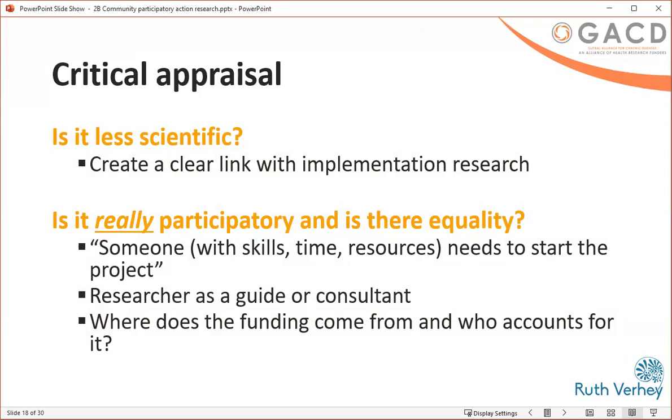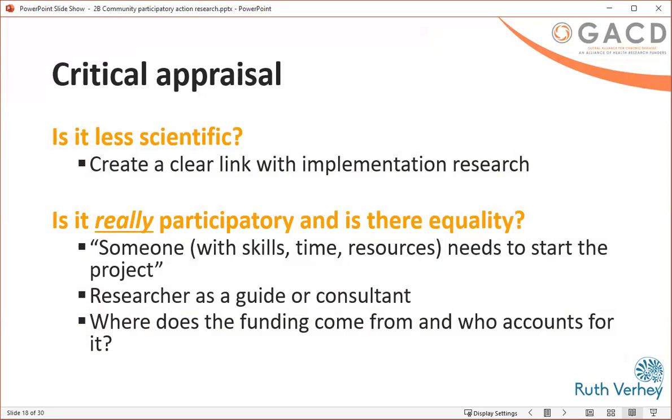The second question, which is like an inherent criticism, is: is it really participatory? Is there really equality? Can there be really equality? Someone will always have to start it. And who is this someone? Is this someone who has the skills, the idea, the time, the resources? So that person in a way comes in with power. I'm not saying this is bad or good. It's just that someone will have to start it.